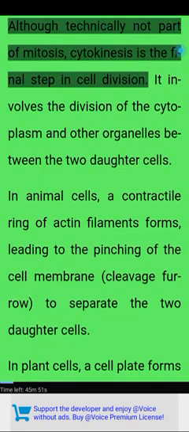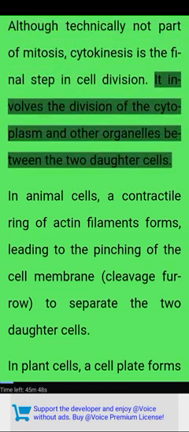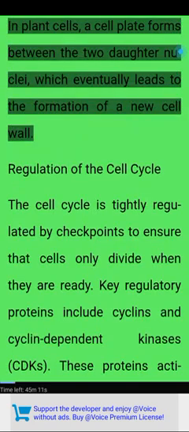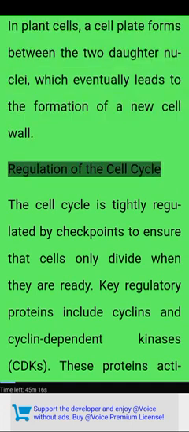Cytokinesis. Although technically not part of mitosis, cytokinesis is the final step in cell division. It involves the division of the cytoplasm and other organelles between the 2 daughter cells. In animal cells, a contractile ring of actin filaments forms, leading to the pinching of the cell membrane, the cleavage furrow, to separate the 2 daughter cells. In plant cells, a cell plate forms between the 2 daughter nuclei, which eventually leads to the formation of a new cell wall.